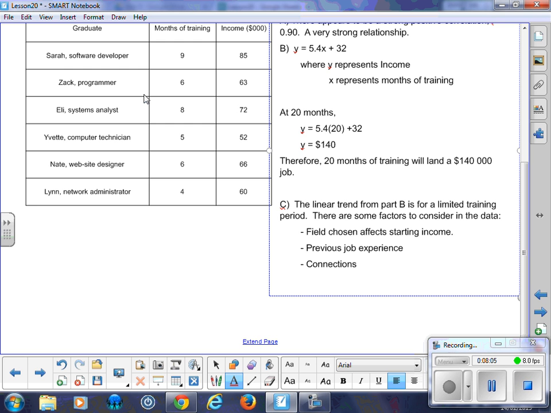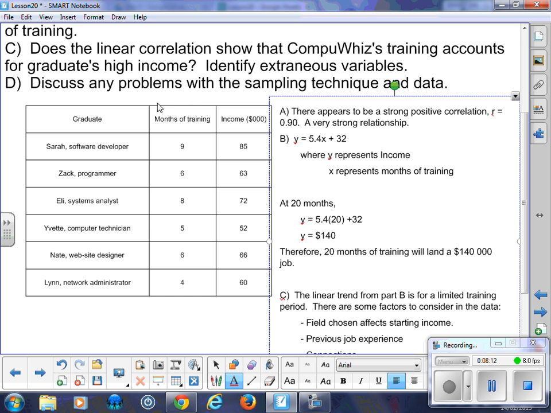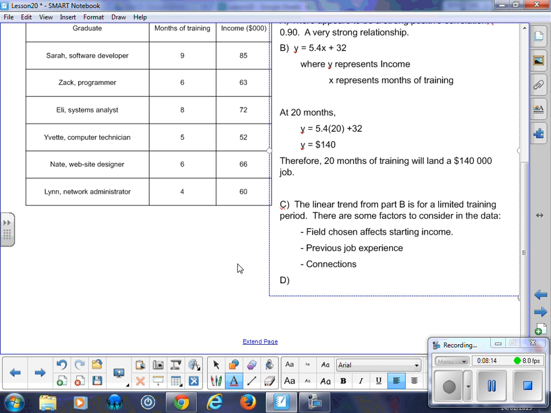I'm not going to spend a ton more time on it. I'm going to leave it at that, because the next part is to discuss problems with the sampling technique. So what are some of the problems with this sampling technique? First of all, I'm going to go back to the original, sample A. Not enough in the sample to determine a trend.